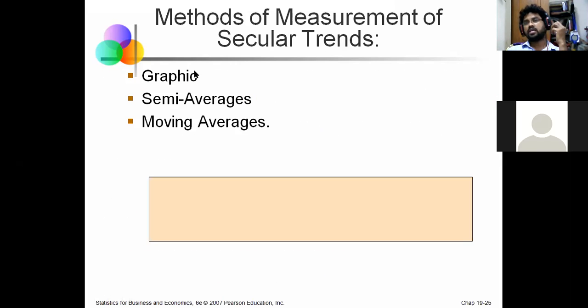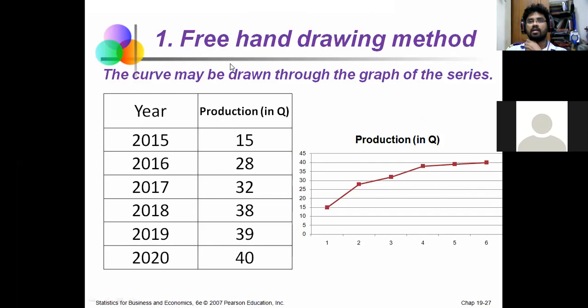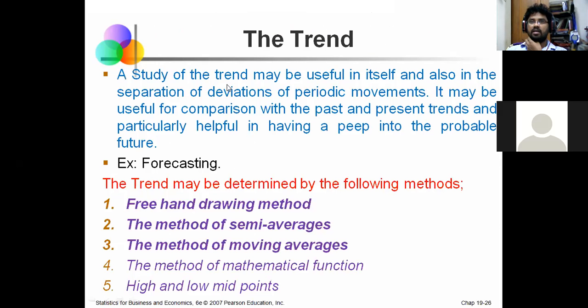So first we need to discuss the trend before entering into these three: graphic, semi-average, and moving averages. The first one is the trend. The study of trend may be useful in itself, in the separation of deviation from the periodic movement. For example, whatever the data is, on the basis of the periodic movements, if you take some periods, there is some trend, a positive trend, a negative trend, some fluctuation over a period of time. You will find out the trend.